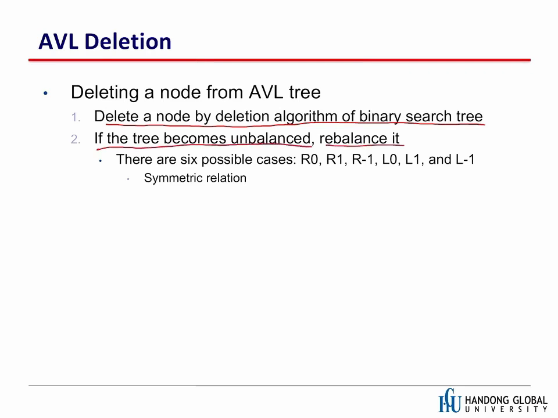When we delete a node, there are 6 possible cases when the tree is not balanced. So we have 6 cases, and these 3 are symmetric to these 3. So we are going to focus on these 3 cases, and the other 3 cases are exactly the same as this.